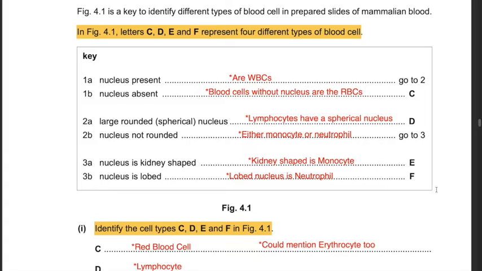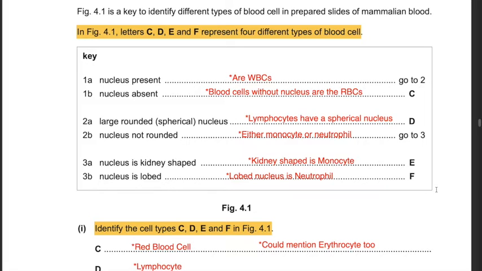And nucleus present are only in the white blood cells, because red blood cells, if you recall correctly, do not have a nucleus in order to maximize their space for oxygen transport. Therefore, nucleus present are white blood cells, nucleus absent are red blood cells. Hence C is a red blood cell.